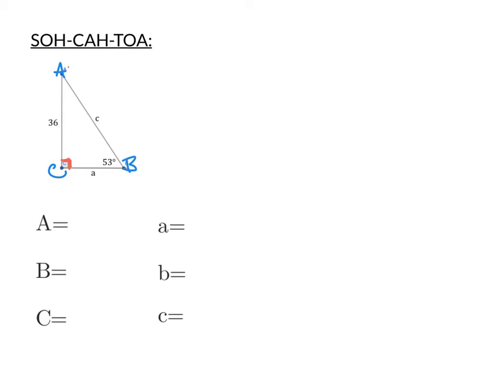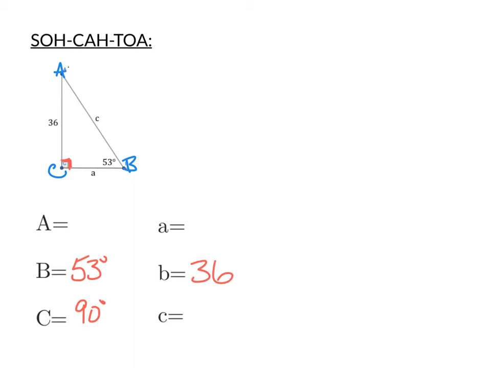In order to solve a triangle, the first thing you want to do is label all of the information that you have. In this case, we know that angle C is 90 degrees. I also know that angle B is 53 degrees, and side B is 36. In order to solve the triangle, we need to find all of the angles and all of the side lengths. So we have 3 more to go.